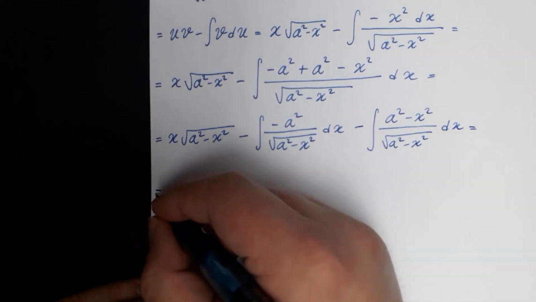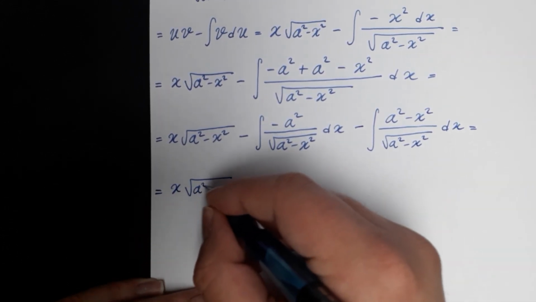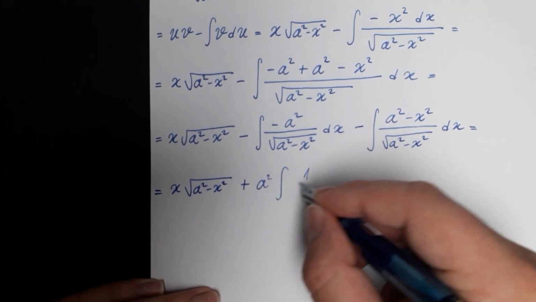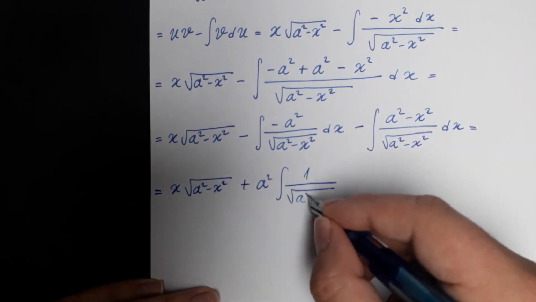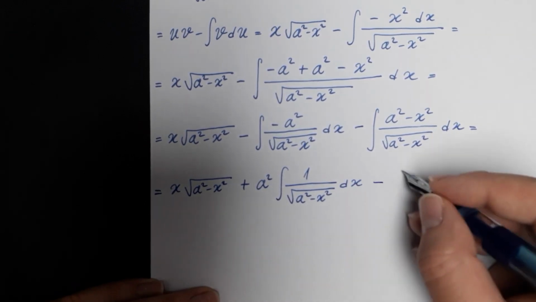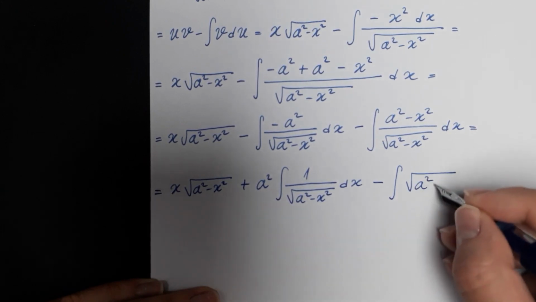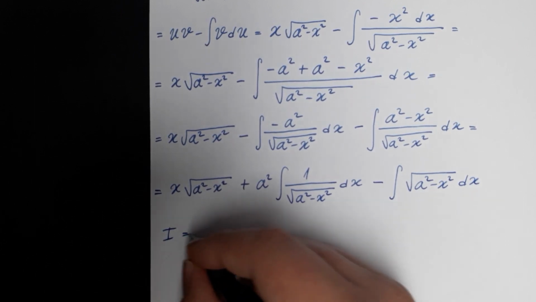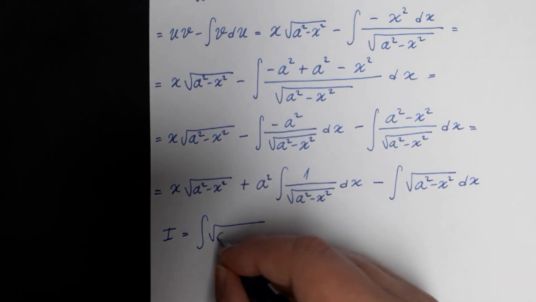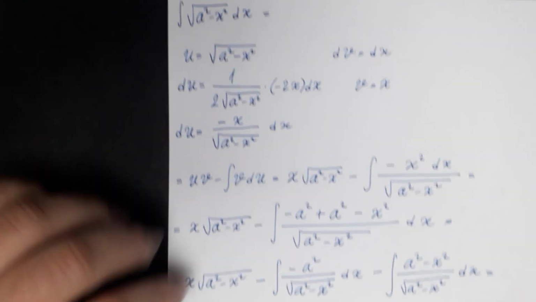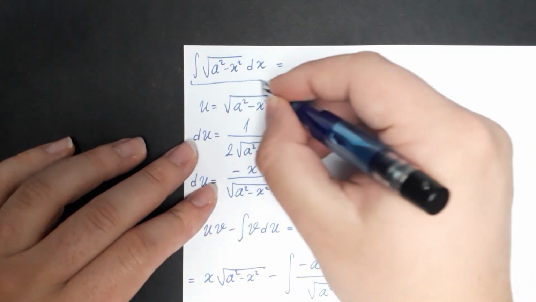This is then equal to x square root of a squared minus x squared plus a squared integral of 1 over square root of a squared minus x squared dx minus an integral of square root of a squared minus x squared dx. Let's say that I is equal to the integral of square root of a squared minus x squared dx. Well, that basically means that we have this integral right here being equal to I.